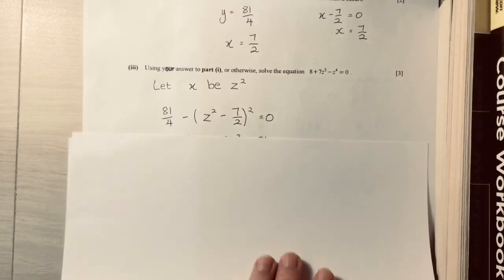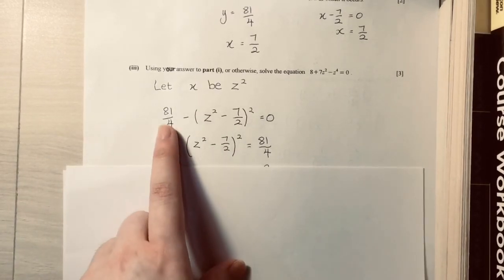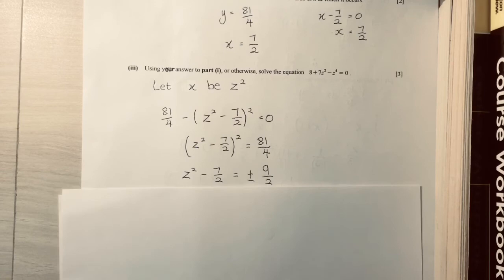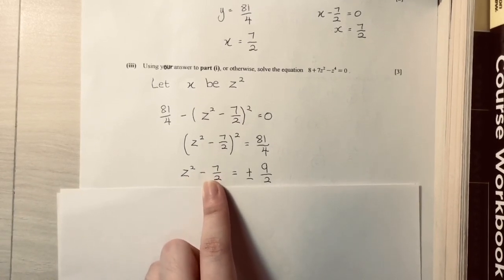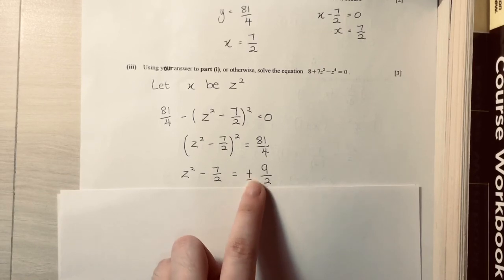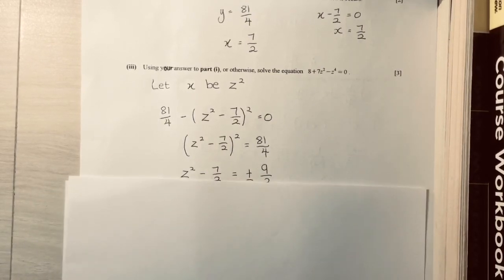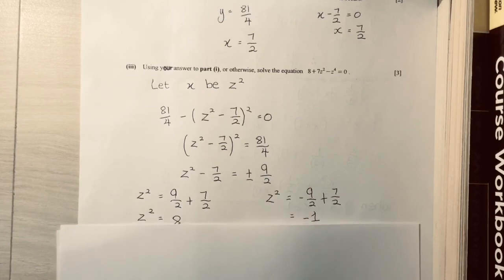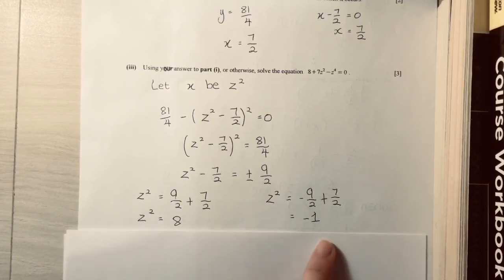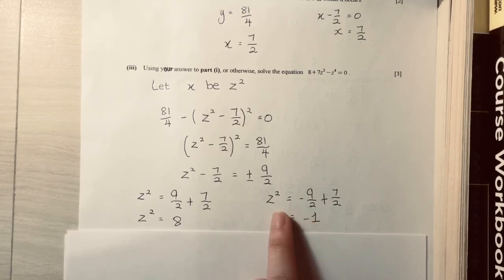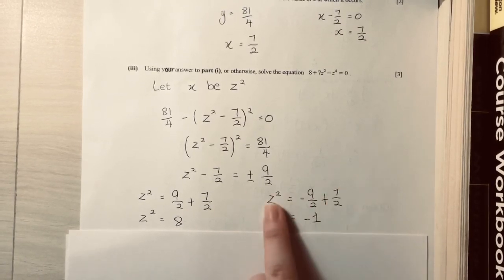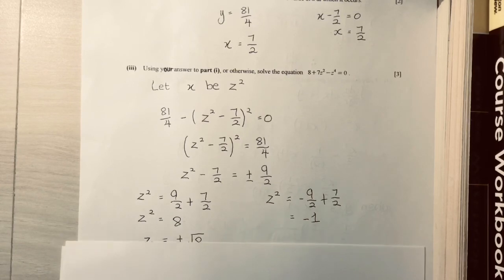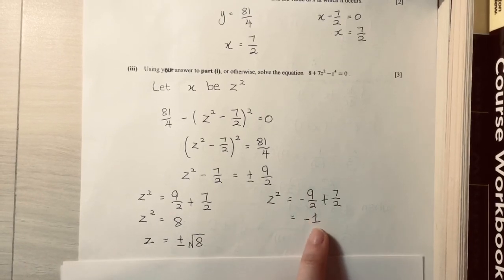When we equate it to 0, we will be able to find z by moving the 81/4 to the other side. Then we square root the entire equation. We get z squared minus 7/2 equals positive and negative 9/2. And then we write it this way. Z squared can become either -1 or 8. When we get a negative answer for any squared unknown, we know this is not applicable. Just leave it, because you cannot find the square root of a negative number, so we just have to leave it.